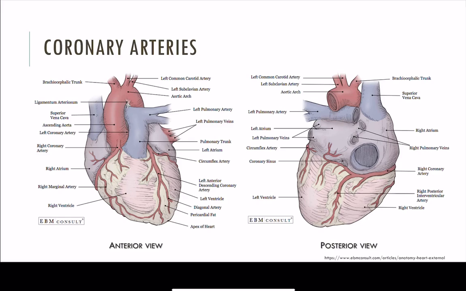So your right coronary artery perfuses the right atria and right ventricle, and it does get to the inferior wall of the left ventricle. The right coronary artery in most patients perfuses the AV node, but it's about 50-50 for the SA node between the left and the right coronary artery. So there's no way to predict that one.